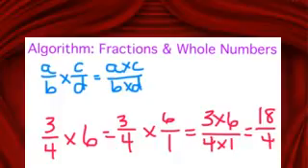4 goes into 18 4 times, so we're going to write the whole number 4. You have 2 left over, and we're going to use the same denominator of fourths. We can simplify this problem further by dividing 2 and 4 by 2. We will end up with 4 1/2. So our final answer for 3/4 times 6 is 4 1/2.